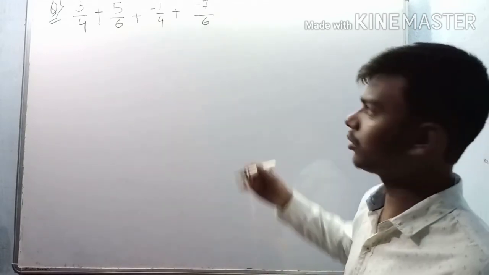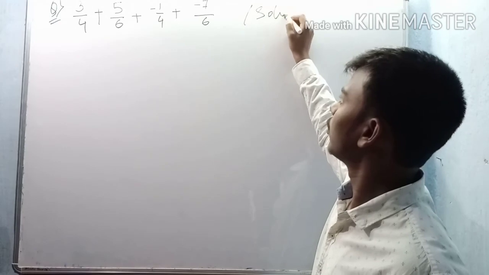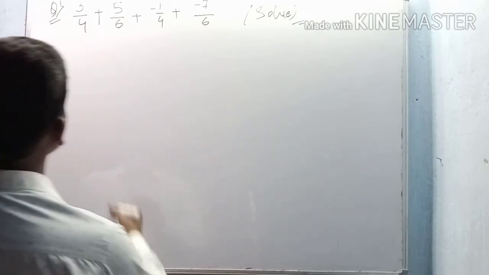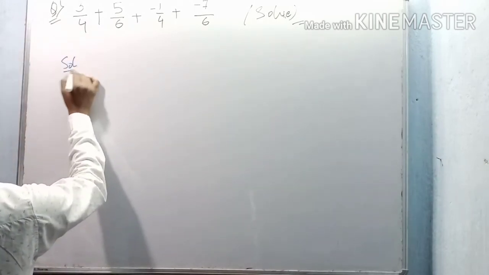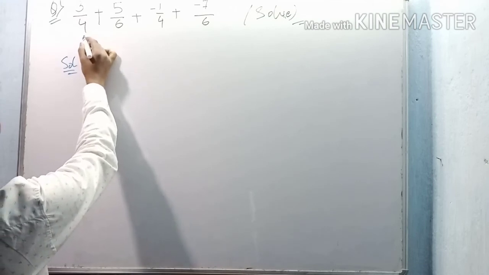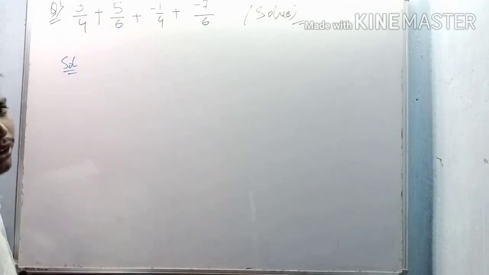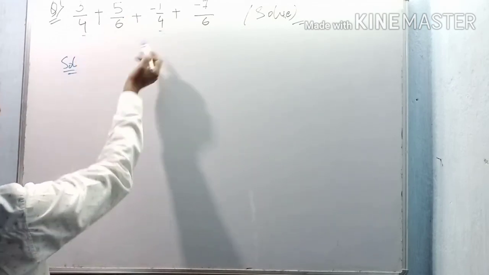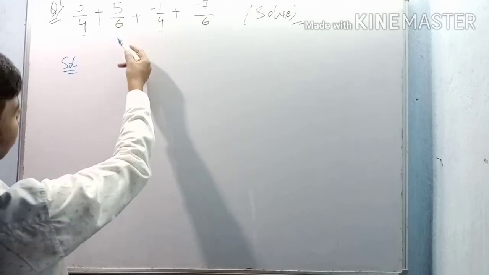You have to solve this. So how will we solve the question? Let's see. We see here that 4 rational numbers are there: 3 by 4, 5 by 6, 1 by 4 and minus 7 by 6. We see that the denominators of two rational numbers are the same, 4 and 4, and 6 and 6.